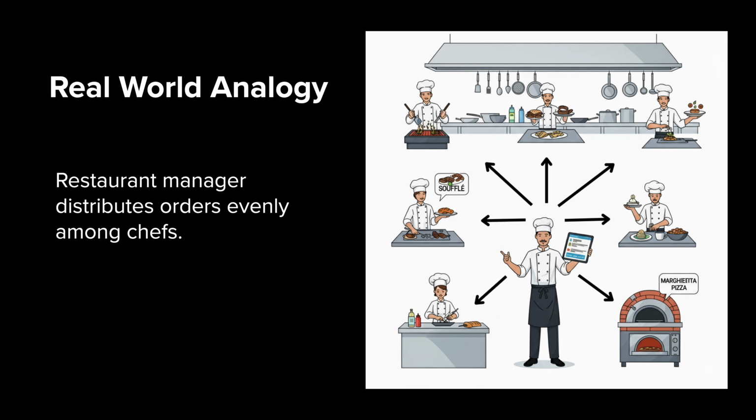This is essentially how load balancing works in the cloud. Just like the restaurant manager ensures no chef is overloaded, a load balancer ensures that no single server or container in your ECS service gets overwhelmed with traffic. This ensures orders are delivered quickly, the kitchen runs efficiently, and every customer leaves satisfied, just like a perfectly coordinated restaurant.